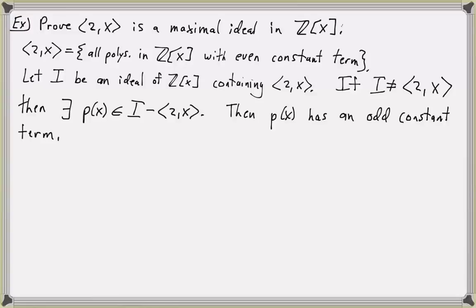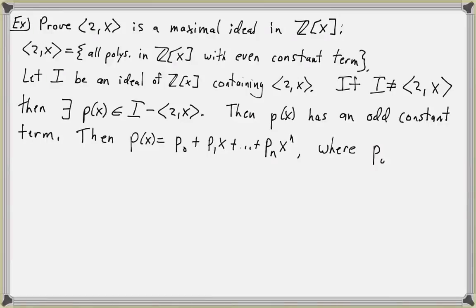And so just like in the last example, we're going to use this fact to show that I contains a unit and is therefore equal to the whole ring. So then we can write p of x equal to p0, which must be an odd number, plus p1x up to some nth term, so pn x to the n, where the constant term p0 is an odd integer.